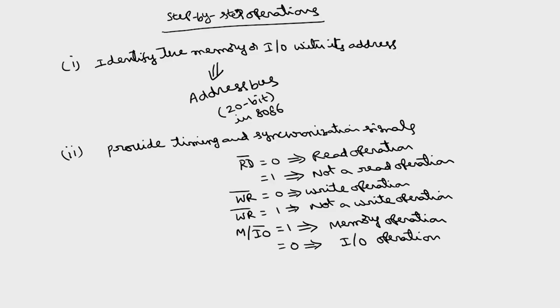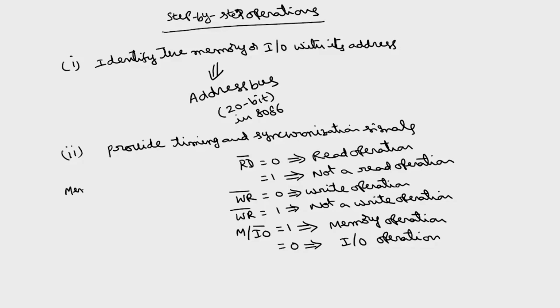Then how to perform memory read? If you want to perform memory read, so what will be this one? This should be 1 and this should be 0, then only you can perform the memory read operation. So, for that you can generate the memory read signal. The memory read signal is not directly available from the microprocessor, but using these signals we can generate all the 4 signals.